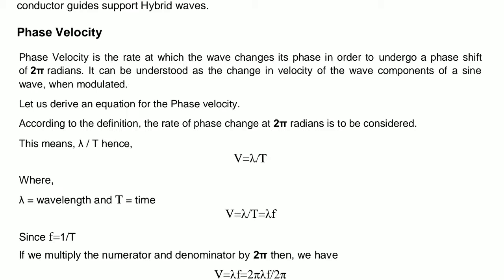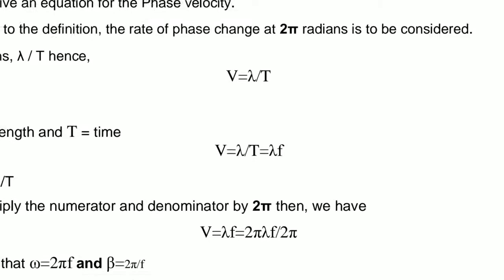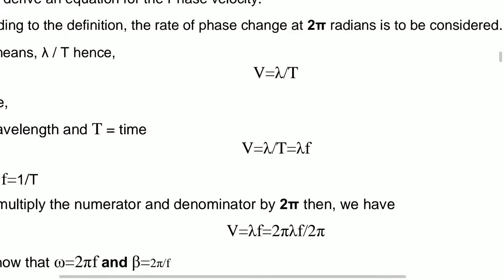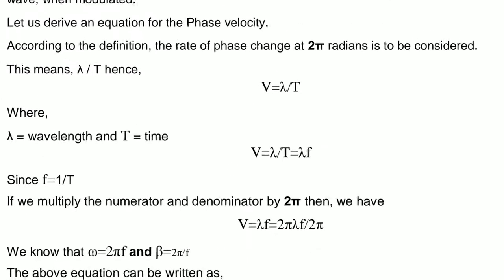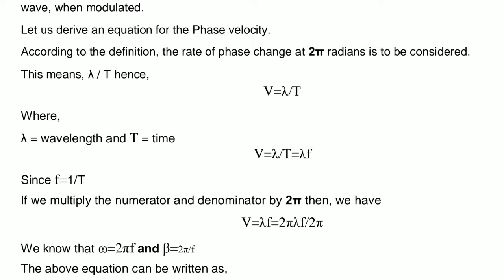So according to the definition, the rate of phase change is equal to 2 pi, then it can be considered as lambda by t. So V is equal to lambda upon t. As we know, lambda is the wavelength and t is the time. So we can put 1 by f is equal to t. So V is equal to lambda by t, which can also be written as lambda into f. So this is the formula for V in terms of frequency.